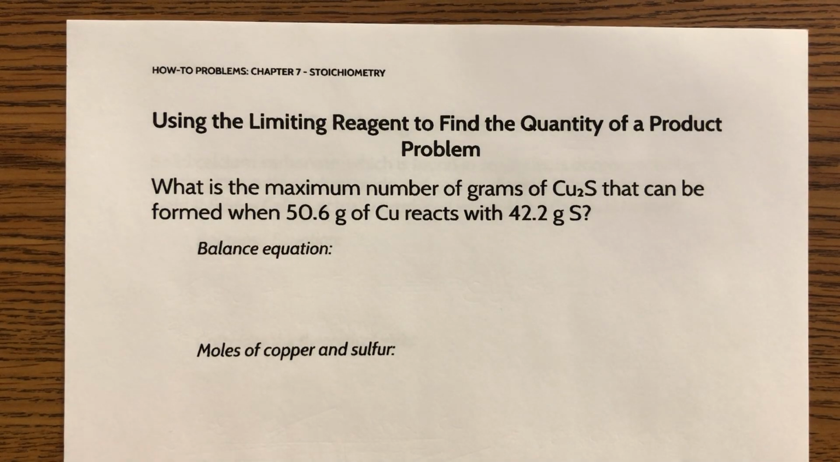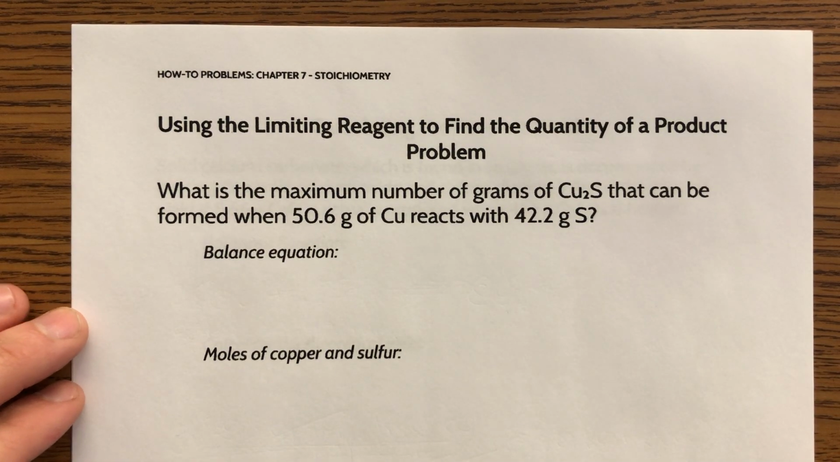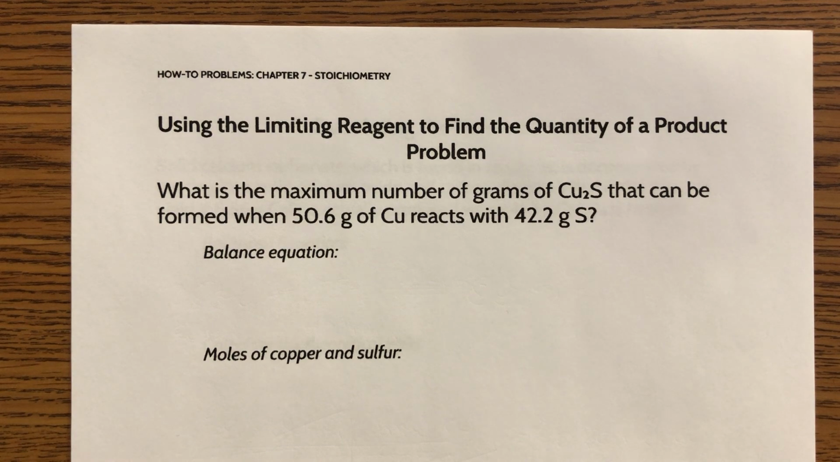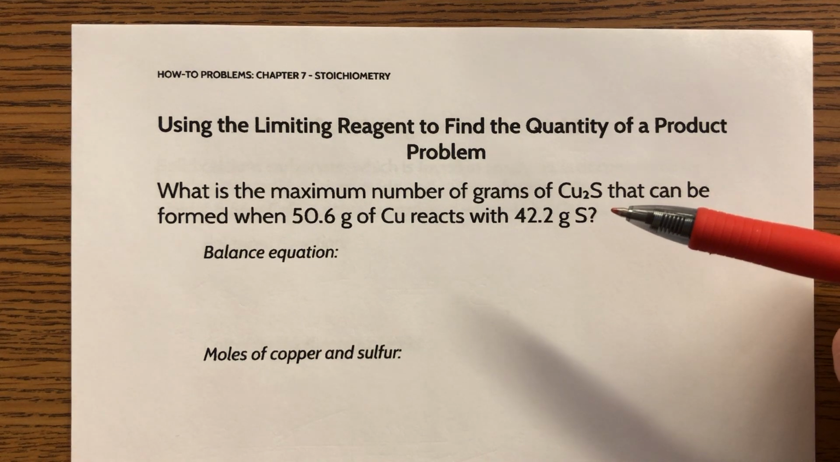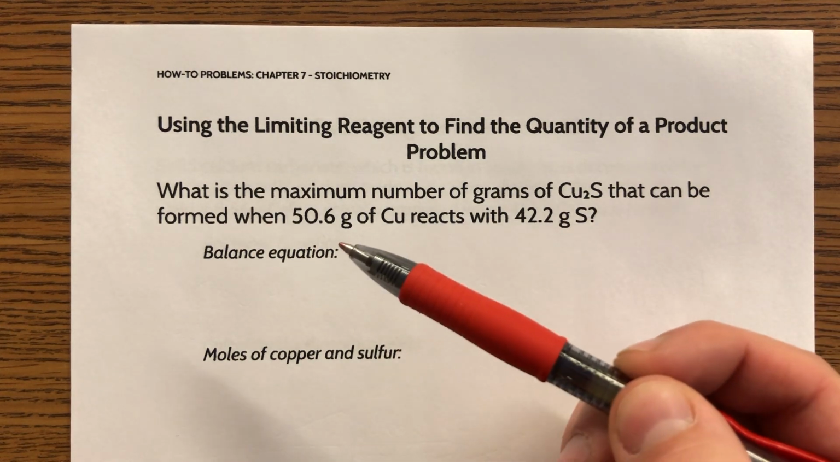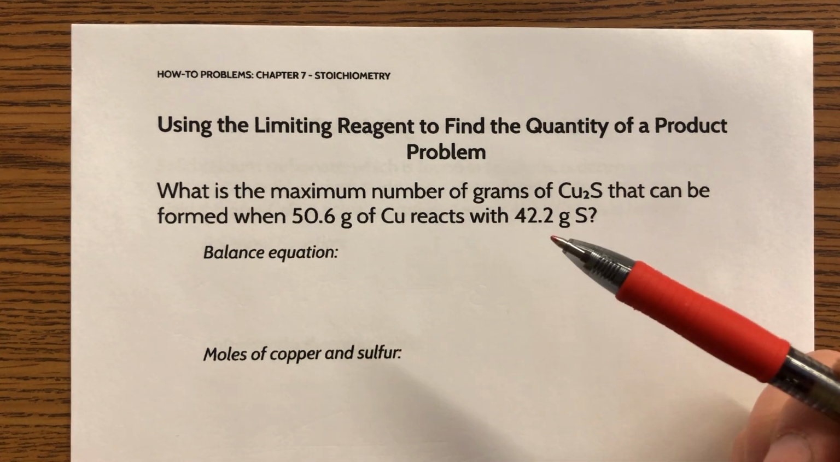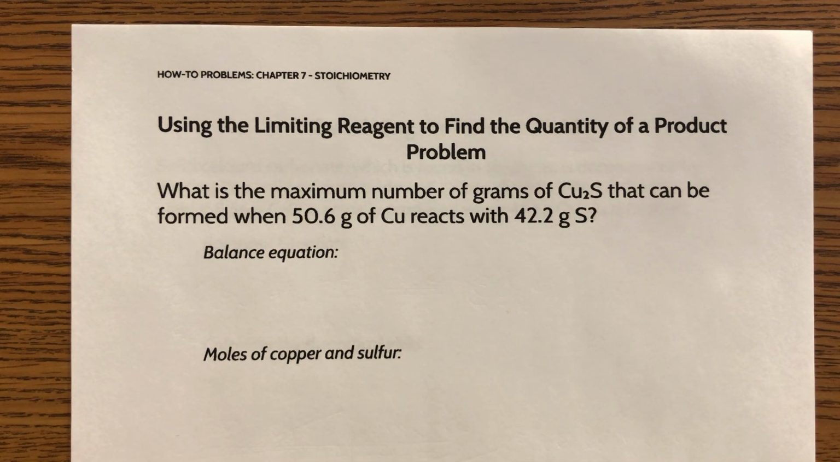Today we're going to be adding on to what we learned in the last video about determining the limiting reagent. Now we're going to use the limiting reagent to calculate the quantity of a product. So the question is, what is the maximum number of grams of copper 1 sulfide that can be formed when 50.6 grams of copper react with 42.2 grams of sulfur?